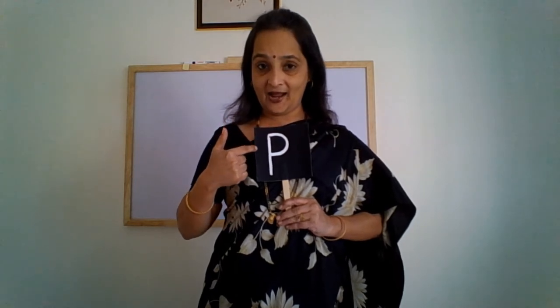Do you think it looks like the number 9? But it is not. It is just the opposite of number 9. Alright? This curve is going in front of the standing line. That is P. If it goes behind this side, it will be number 9. So be very careful when you are recognizing the letter and writing it. Alright? They are mirror images of each other. Letter P and number 9 are mirror images of each other.